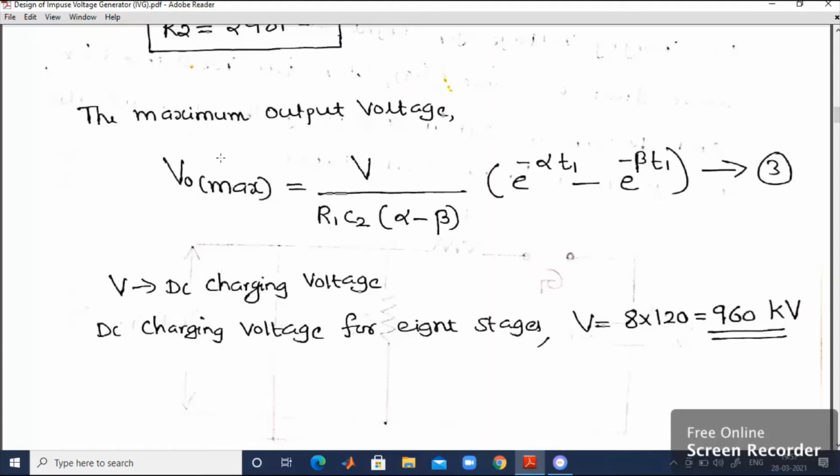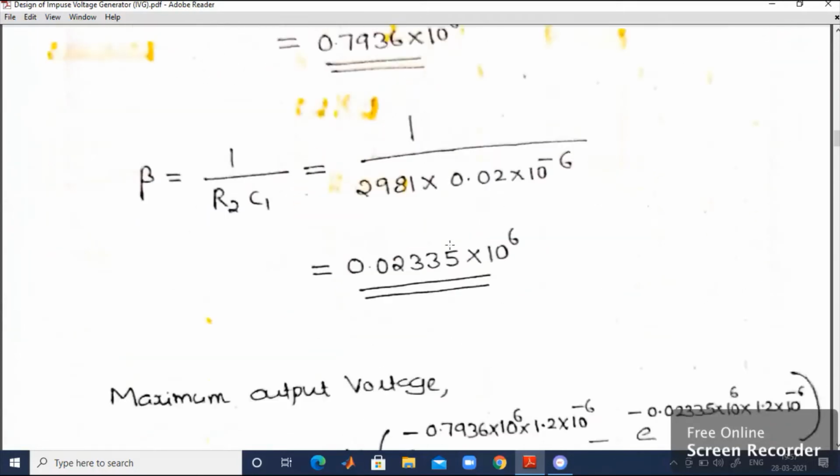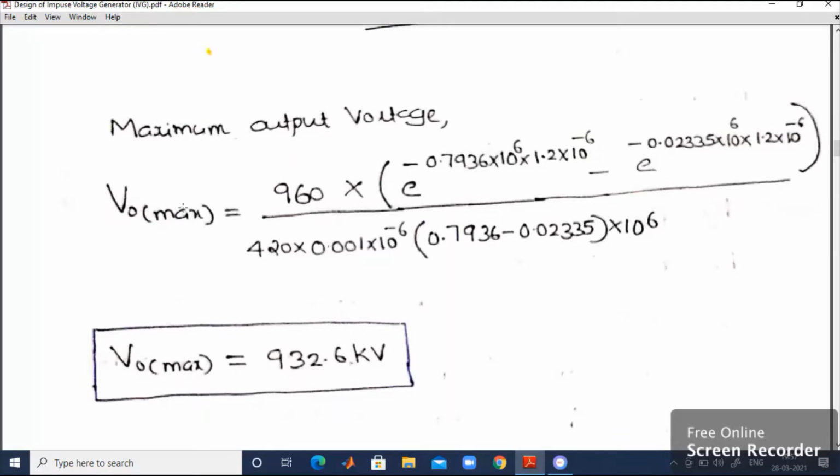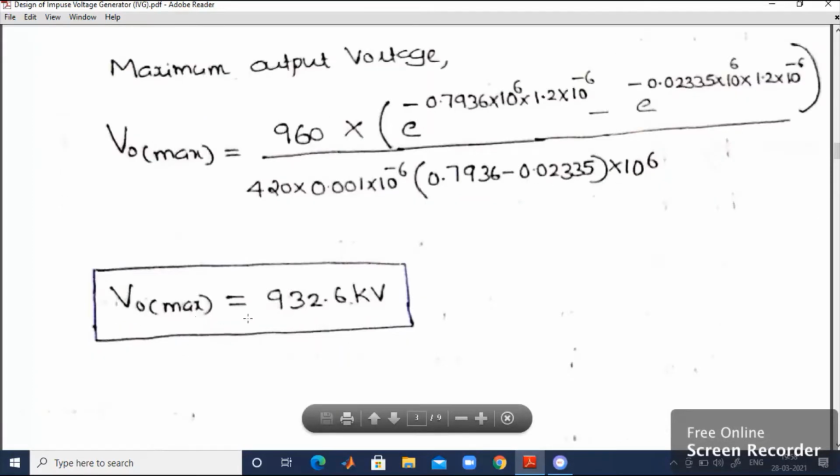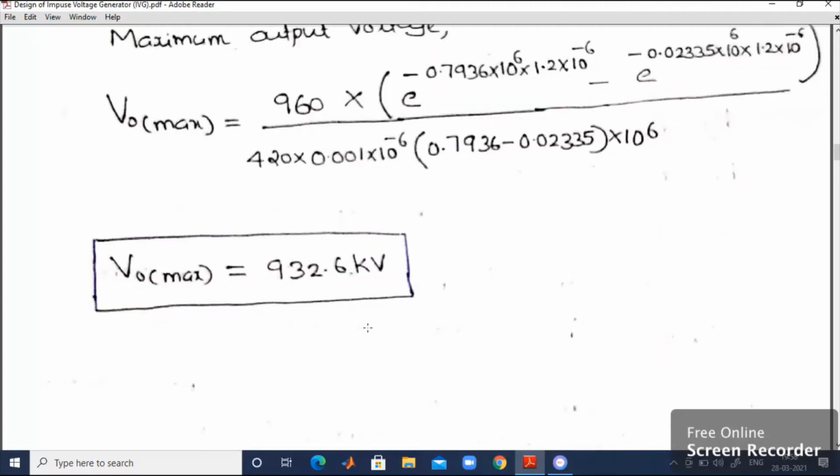So this is the expression for calculating maximum output voltage. Use the calculator, do the computation accurately, substitute properly. Finally, you will get V naught maximum equal to 932.6 kilovolt. This much voltage can be produced by that particular impulse generator. So this is the way to calculate the maximum output voltage which you can generate with the help of the given impulse generator.